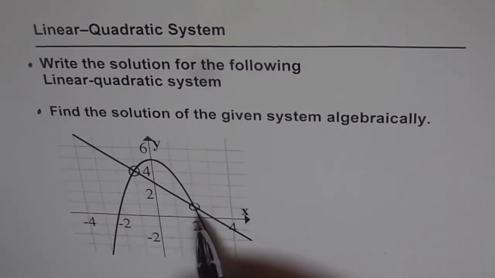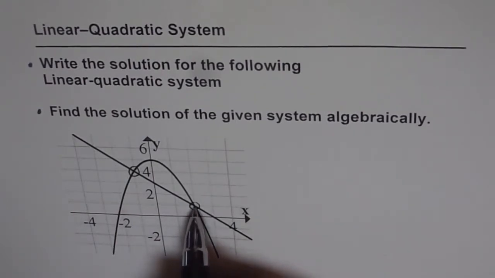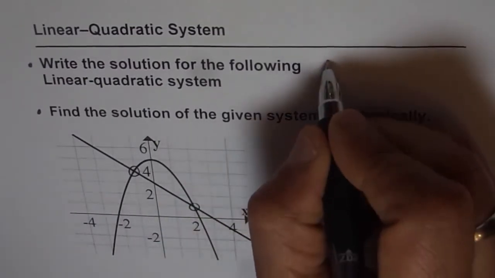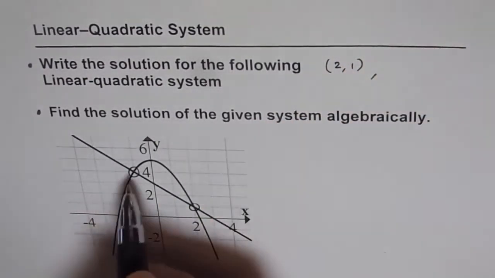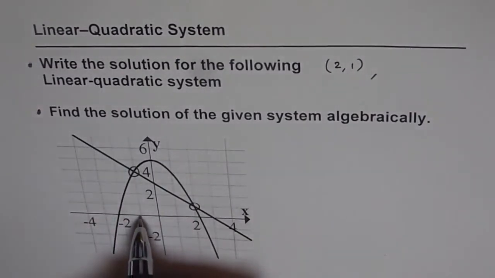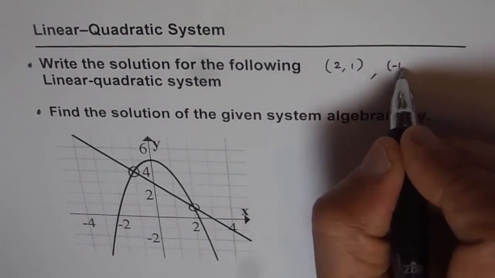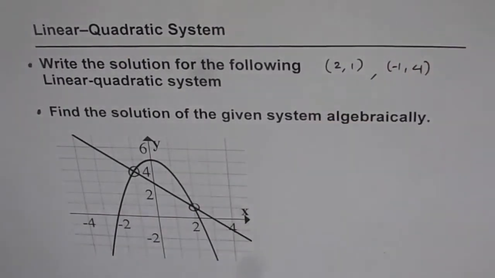So as you know, a system is something which has more than one thing in it, right? So here we have 2 things. One, a line represented by a linear function, and a parabola represented by a quadratic function. Now from the graph we can always write down the solution of this linear-quadratic system. Let's call this point A: x value is 2 and y value is 1. So we get one solution as 2, 1. And the other one is right there, when x value is minus 1, we have y value of 4. So the other solution is minus 1, 4. So that is the solution to the given linear-quadratic system.